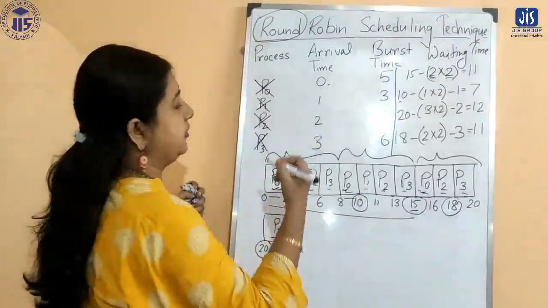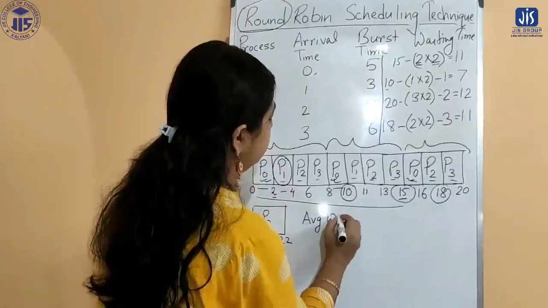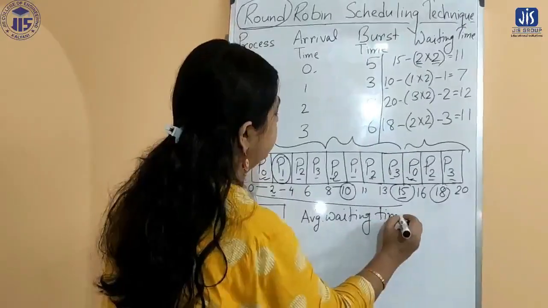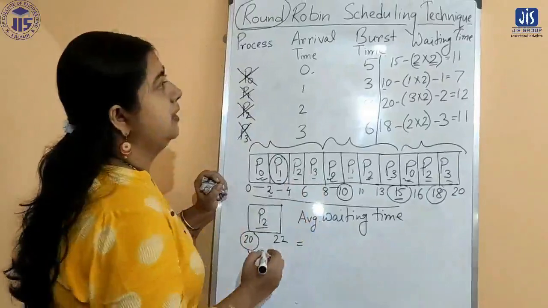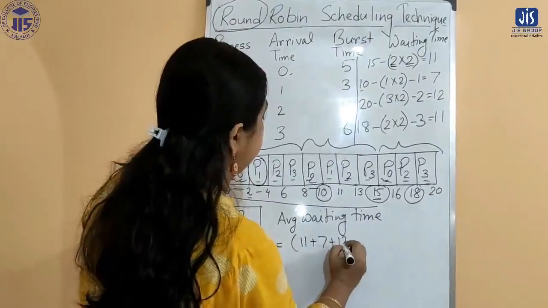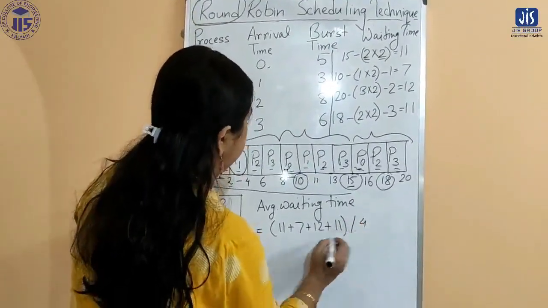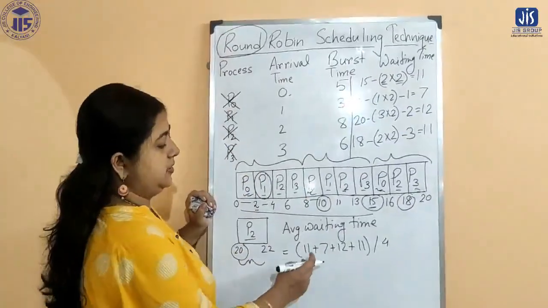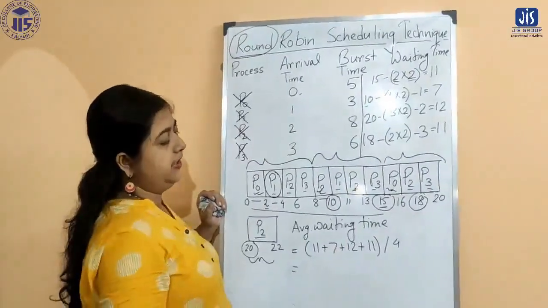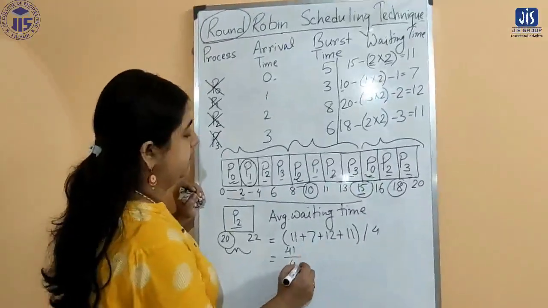Now when we are going to calculate the average waiting time, the average waiting time will be 11 plus 7 plus 12 plus 11 divided by 4. That means it will be what? 11 plus 7, that means 18, plus 12, 30. 30 plus 11, that means it will be 41 divided by 4.